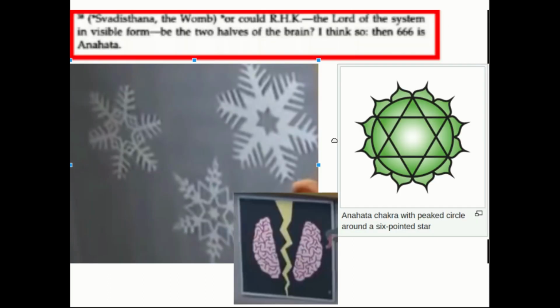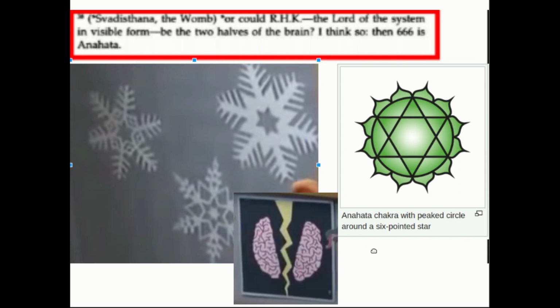Where else do we see this Mark of the Beast thing? In a footnote in the book in which Crowley's ritual of the Mark of the Beast is described, how you're supposed to do it, there's a footnote that says something about this. "This is or could be RHK, the Lord of the System in visible form." We're going to figure out who that is, I'll mention that in a second. "Be the two halves of the brain? I think so. Then 666 is Anahata."